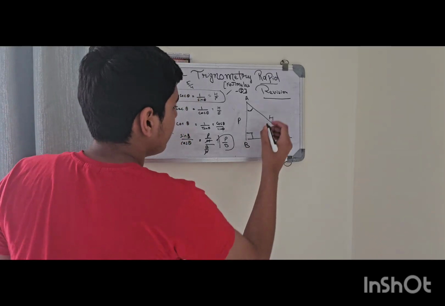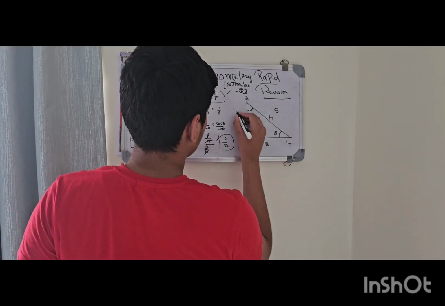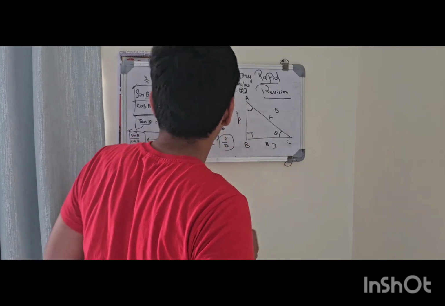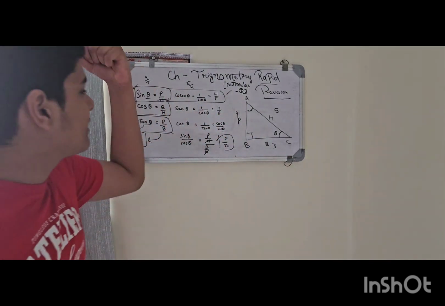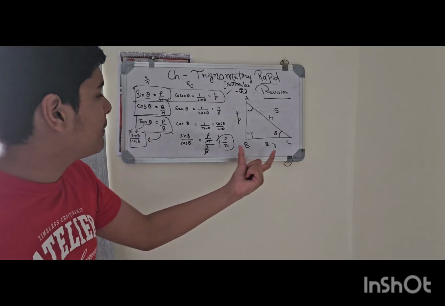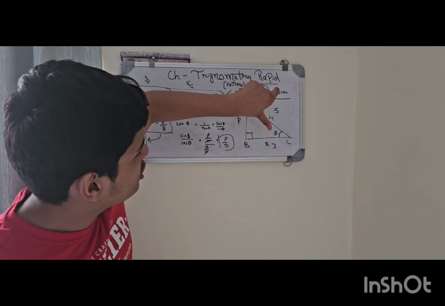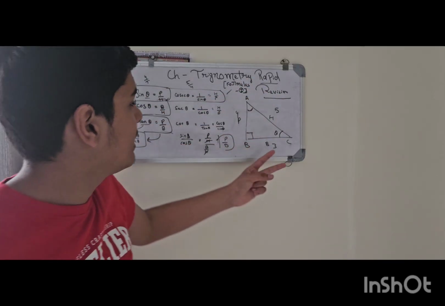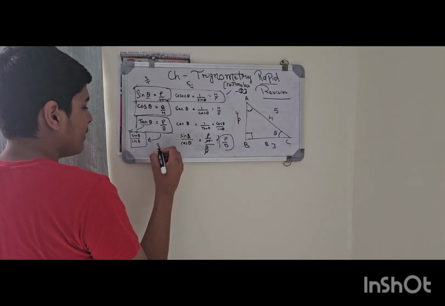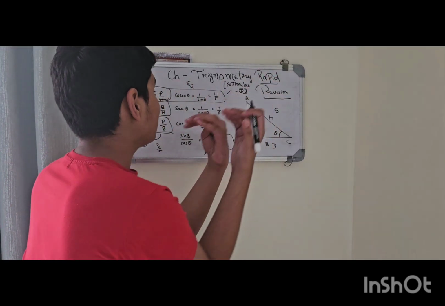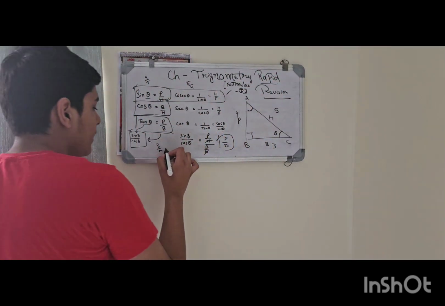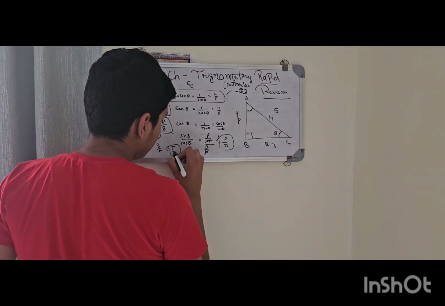If I take this 5, this 4, and this 3 centimeter, just for example. Now if I take sec theta, cos theta is equal to b by h, base by hypotenuse, so 3 by 5. Sec theta is just the reciprocal, 5 by 3.